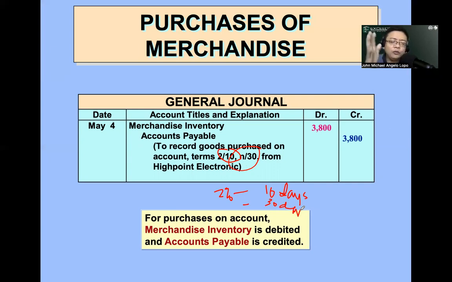Please take note also that under the perpetual inventory system, for the purchase on account, it is to be debited directly to the merchandise inventory. Iyan, class, yung sinasabi ko kanina. That in the periodic inventory system, your entry is purchases, not merchandise inventory. Okay, mamaya, I will discuss that one.